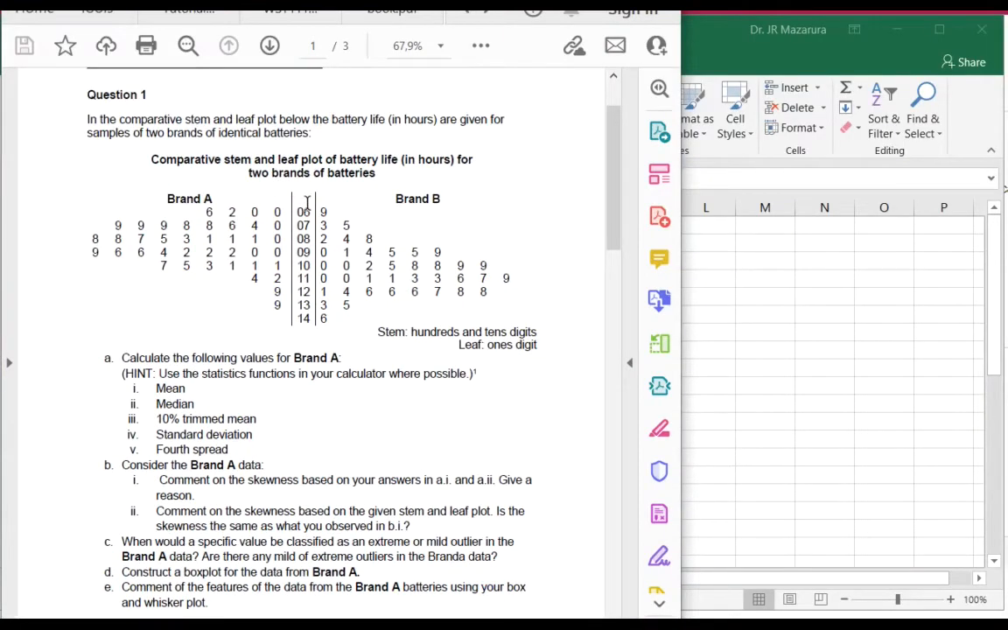Okay, so if you look back now at the question, it is telling you that you have this comparative box plot with battery lives, and in the middle here you have hundreds and tenths. So this is 0 hundreds and 6 tenths. In other words, this 6 represents 60. And if you go to this value here, then you'd have 69. If you come on the other side, that's just 60, because these are your ones.